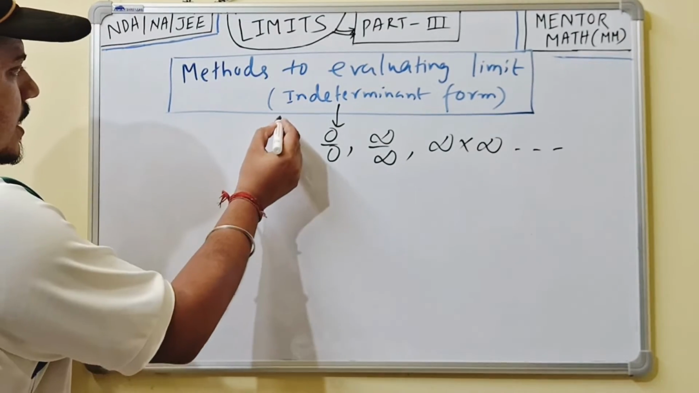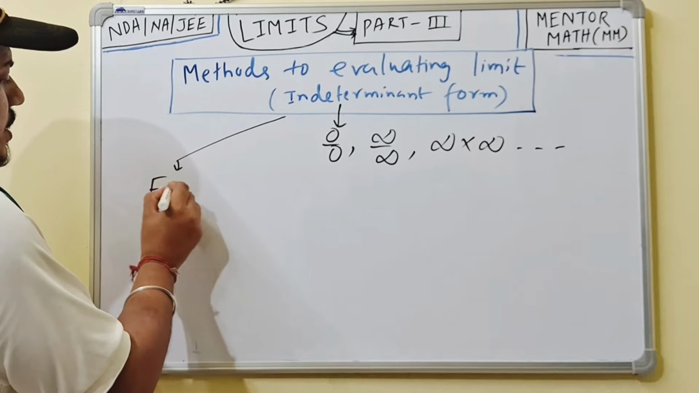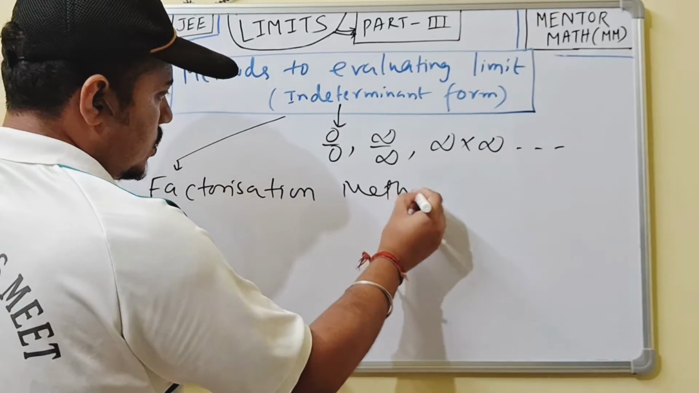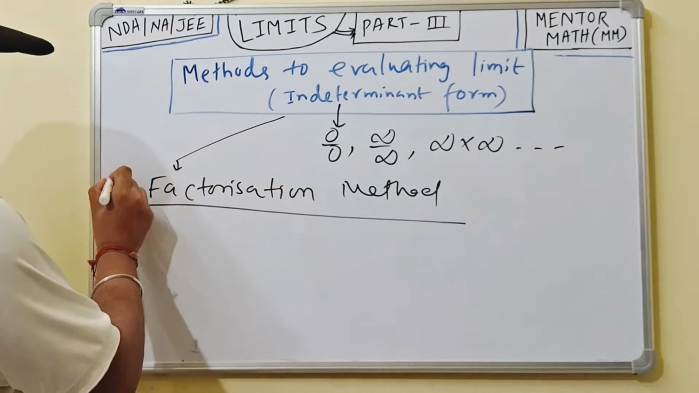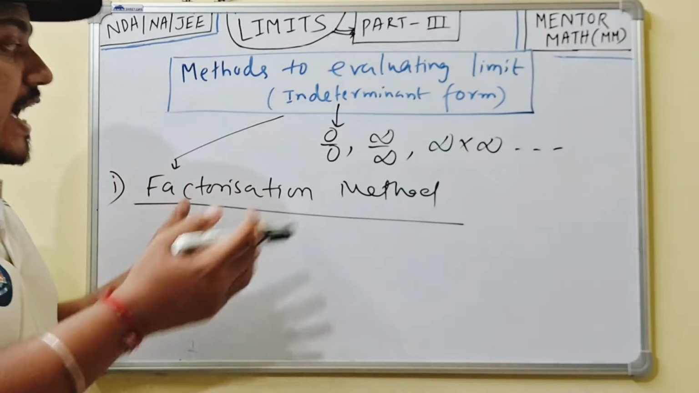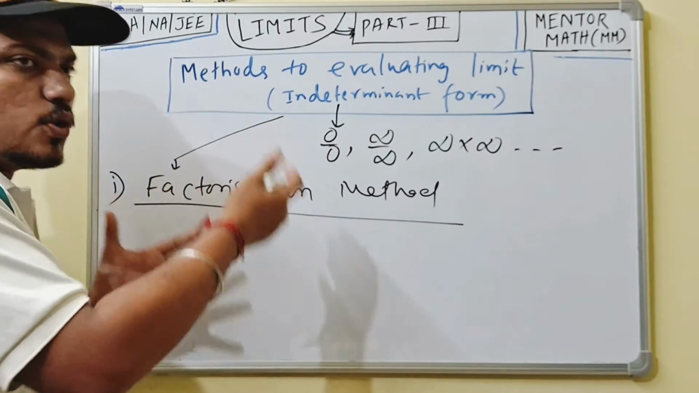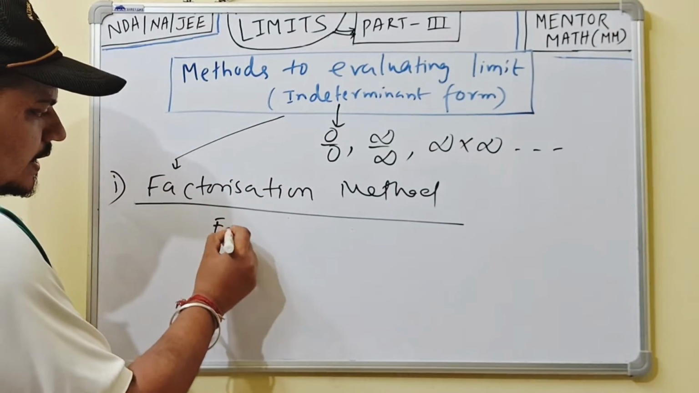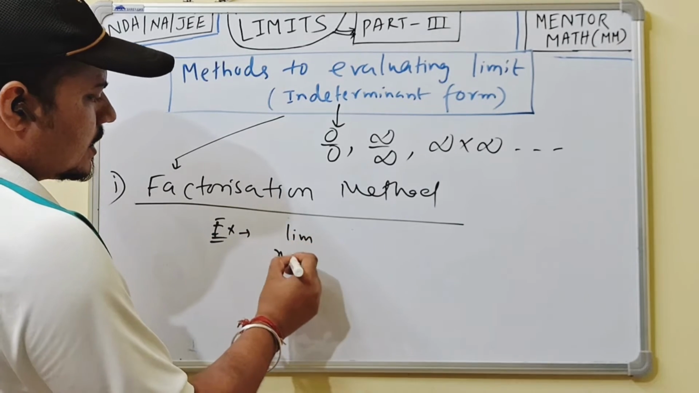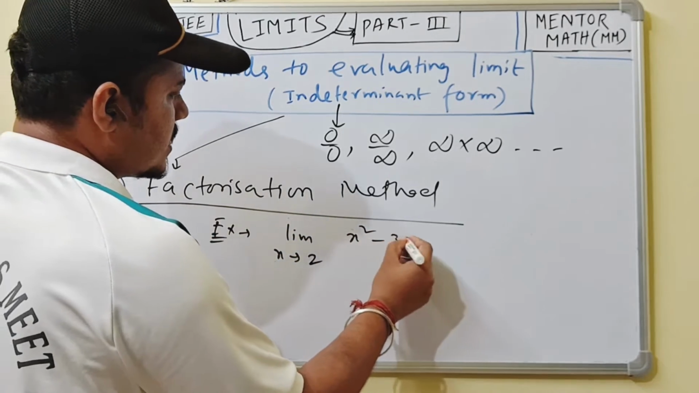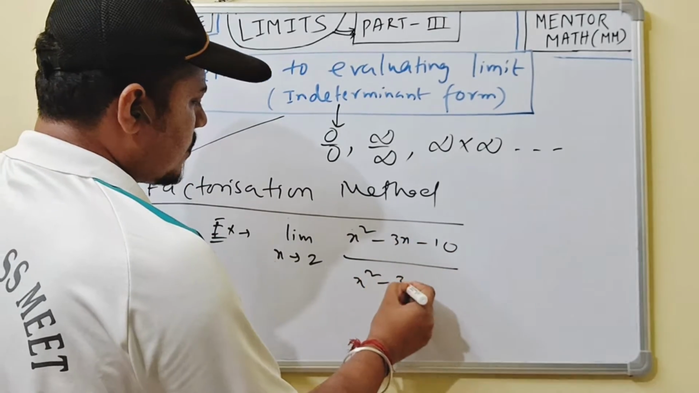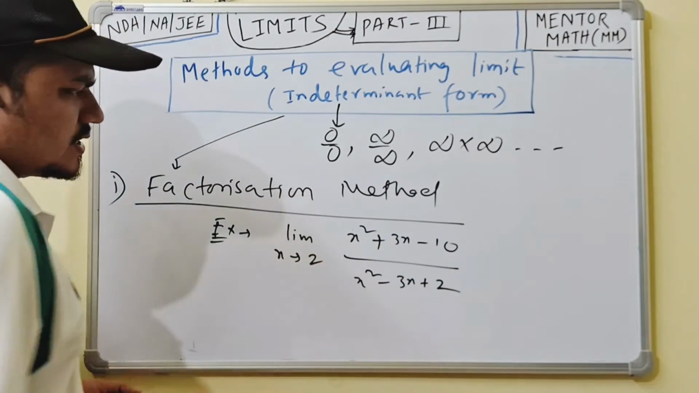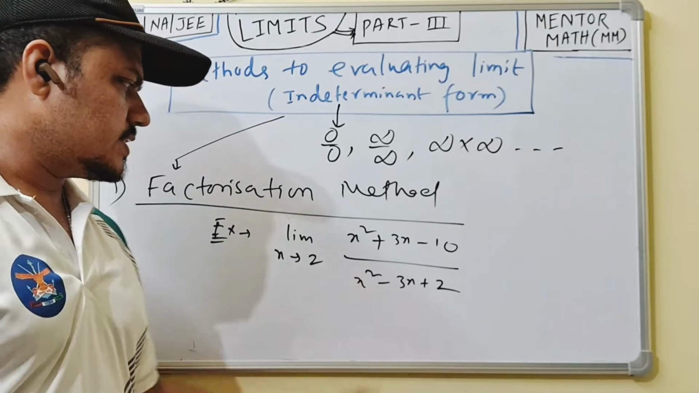The first method we are discussing is the factorization method. If you see that the quantity gives a form like 0 by 0 or infinity by infinity, you can use this method. Let us take one example: limit x tends to 2 of x square minus 3x minus 10 by x square minus 3x plus 2.